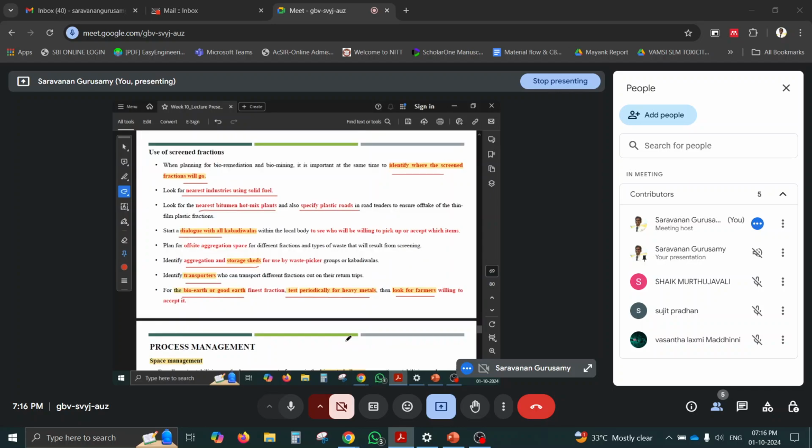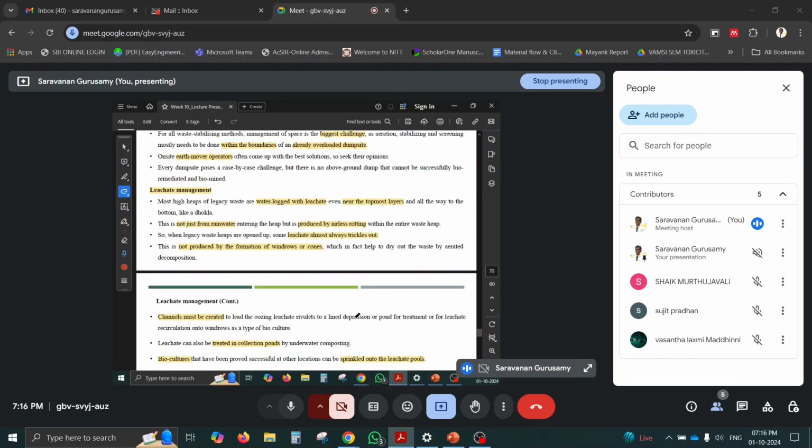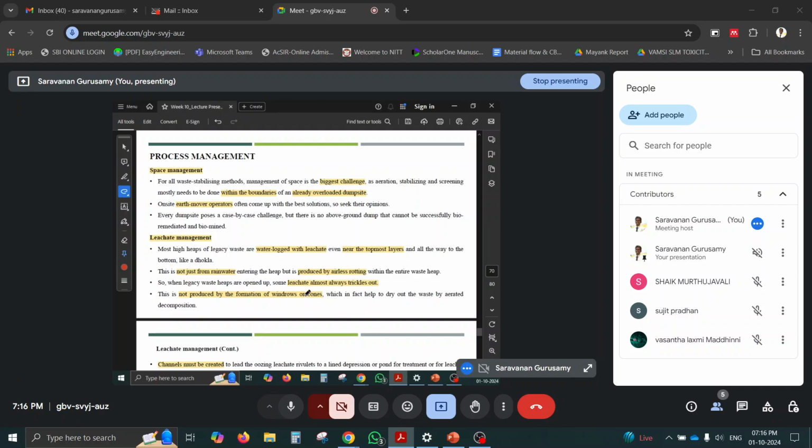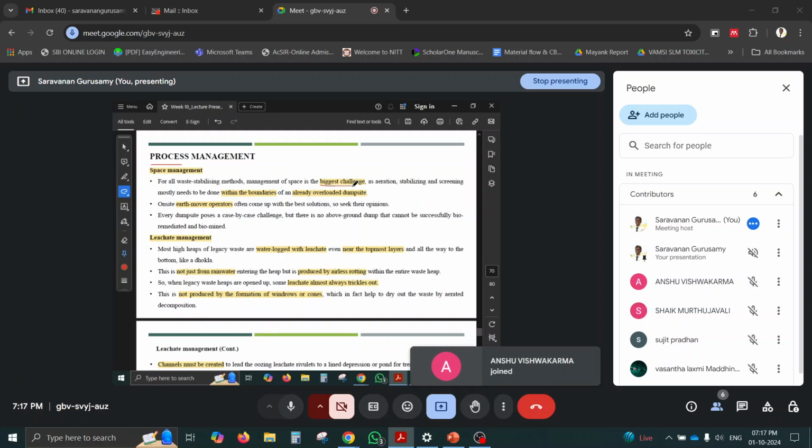Periodic checking we need to do every month, or at least once every 2 weeks. If the contaminants are at a low level, we can give it to the farmers. Then process management. For a biomining process, we first need to manage space. Space is the biggest challenge because the dump site is already fully accumulated with waste.